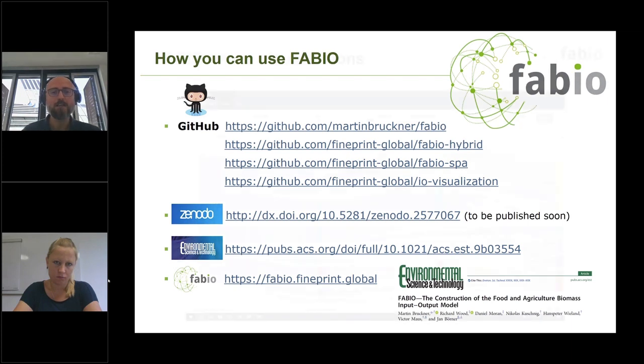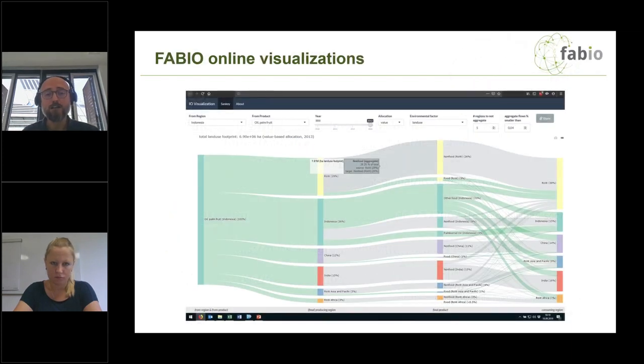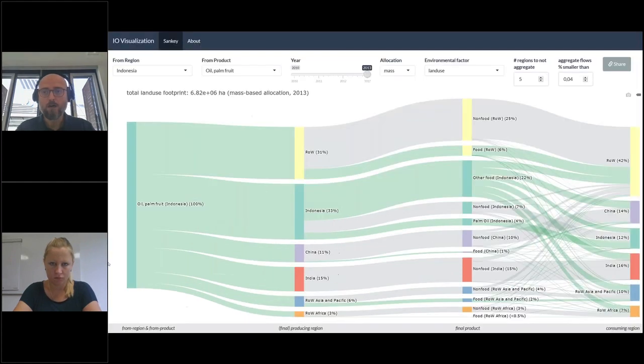Okay. Now I would like to show you our online visualizations. For this purpose, I switched to my browser. So I hope you can all see my browser now with this Sankey for Indonesian oil palm.